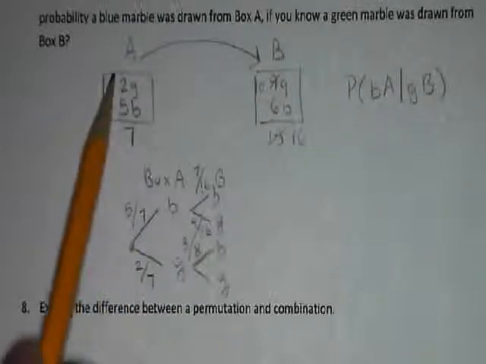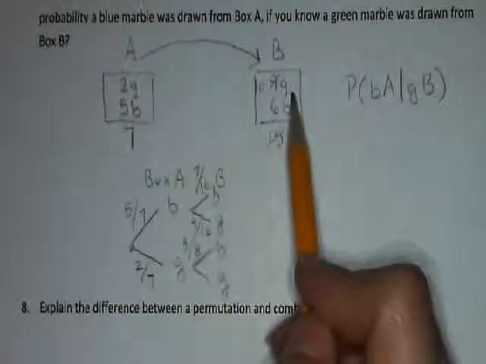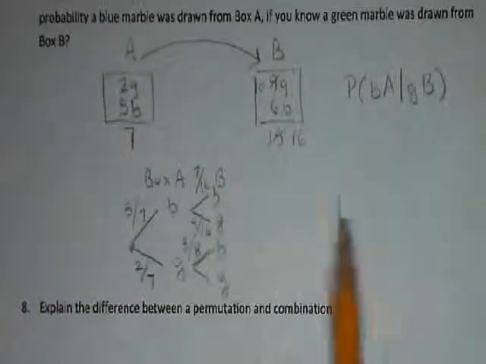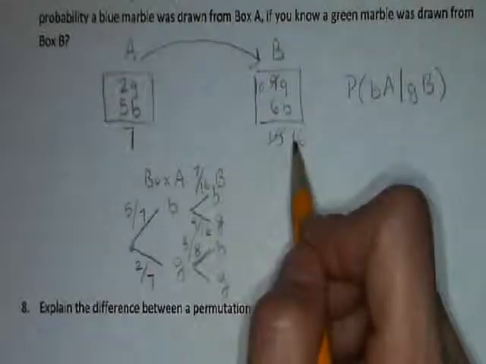And then finally, back to the original situation, getting a green out of A is 2 out of 7. And putting that in box B gives me 10 green once again, 6 blues for a total of 16. The probability now of getting a green out of box B is 10/16, which reduces to 5/8.